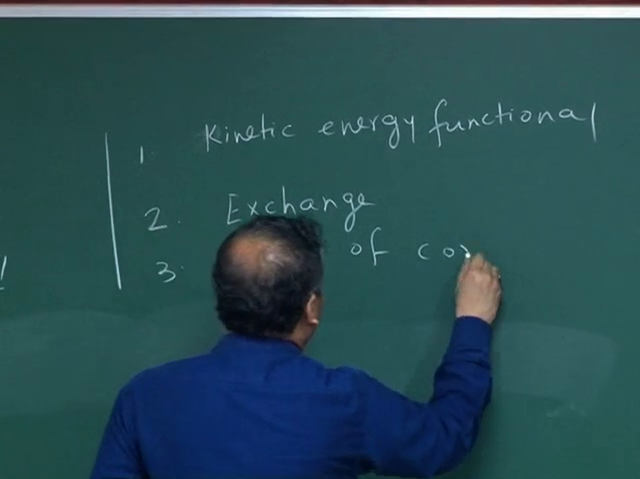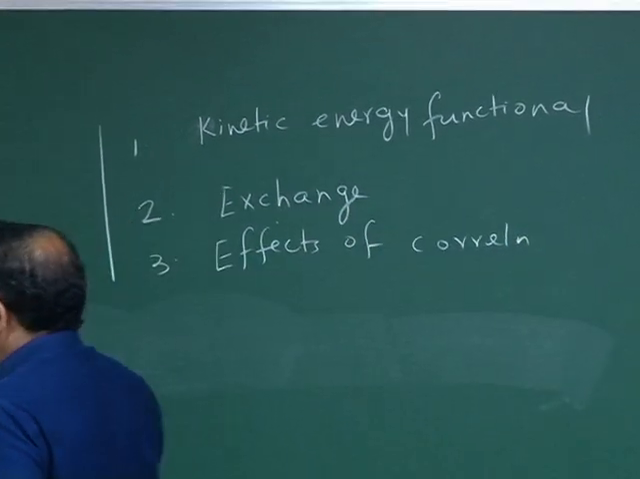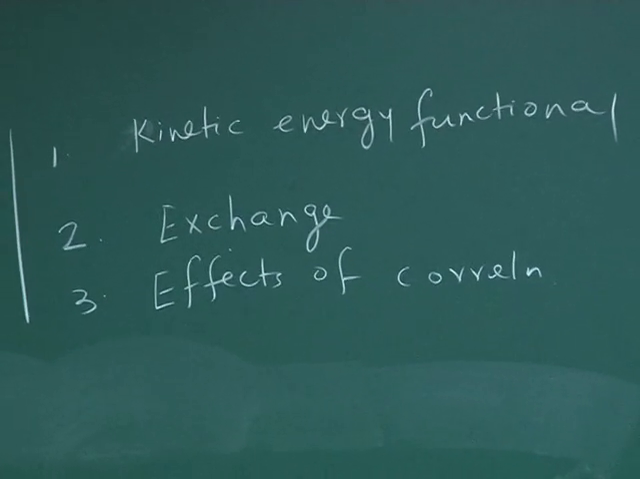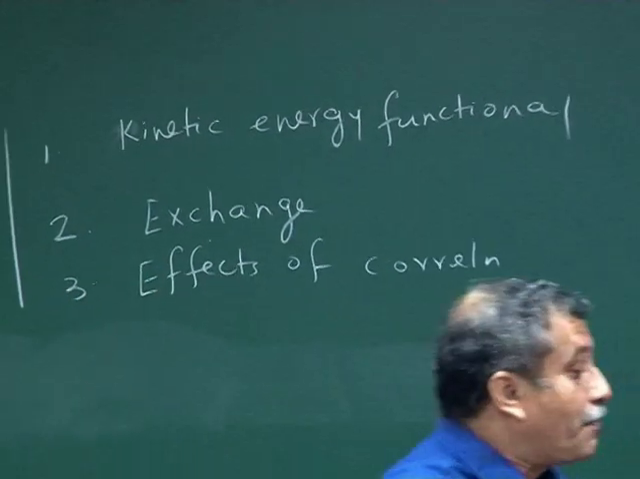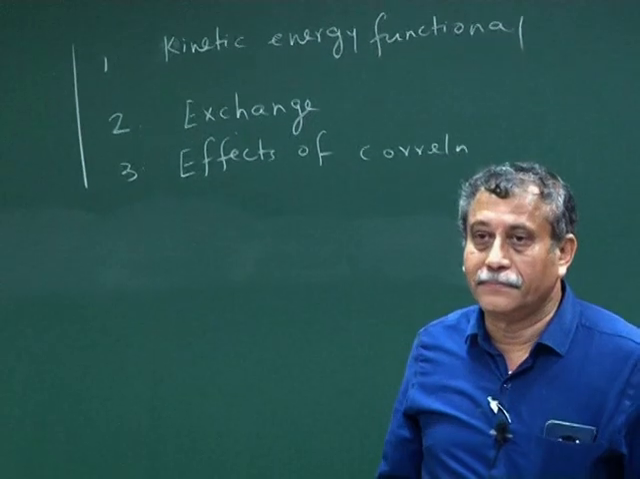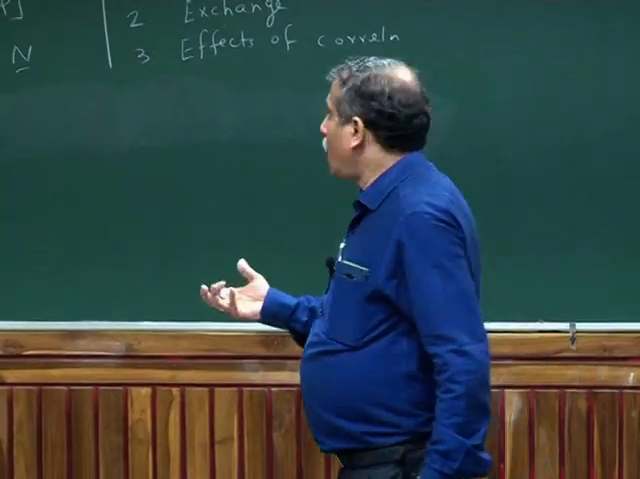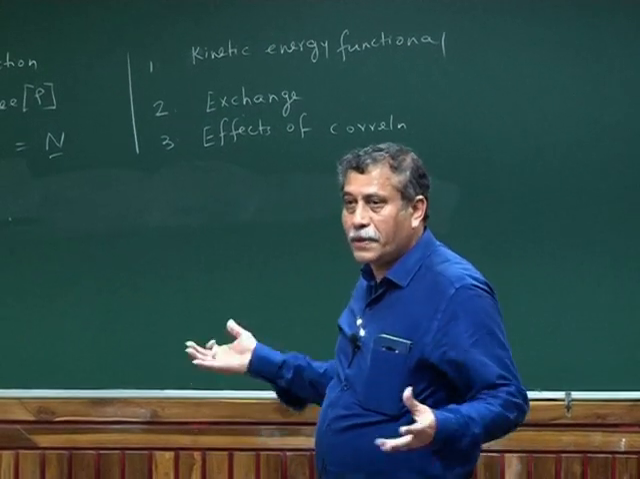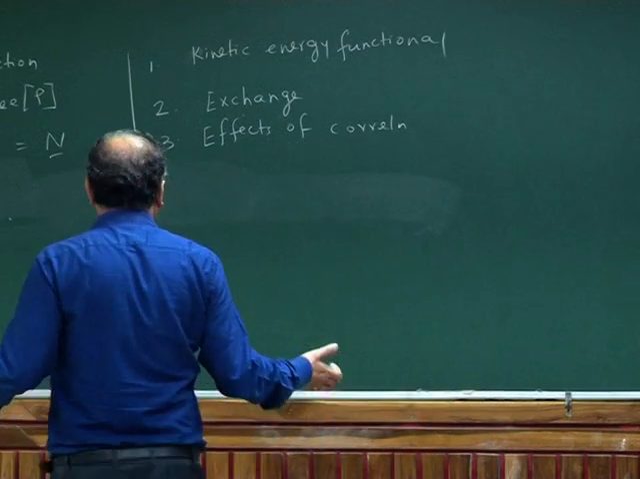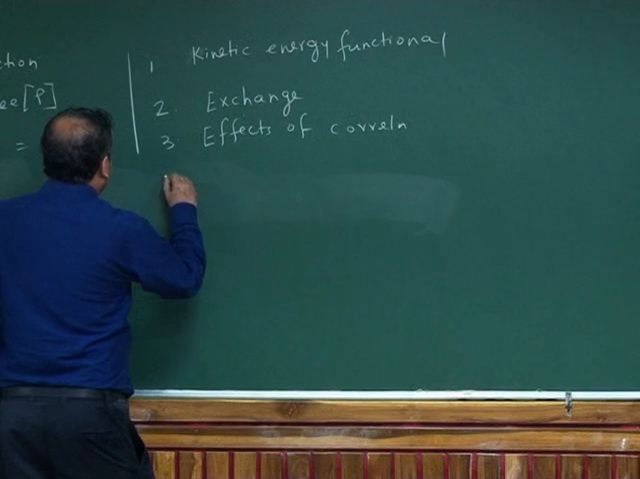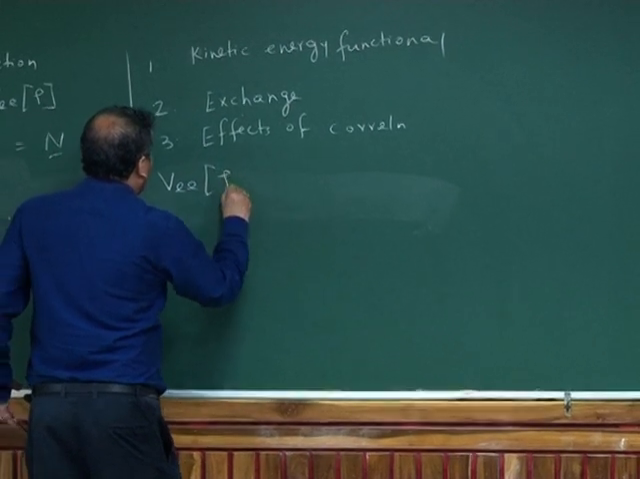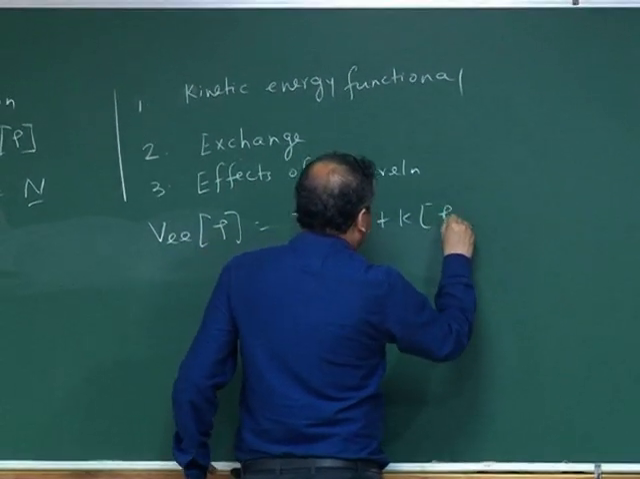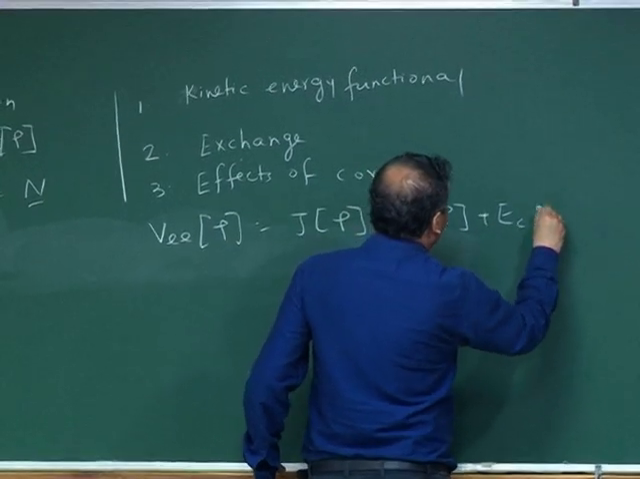Now, effects of correlation can be in exchange as well as the correlation part of VEE. So this also I don't know. So these remain three burning problems of DFT, and none of them have been solved to the satisfaction. Obviously, people have done approximations, and people have worked with approximations, but nobody knows the exact solutions. So then I can write the VEE of rho as J of rho plus K of rho, which is exchange, plus correlation EC of rho.